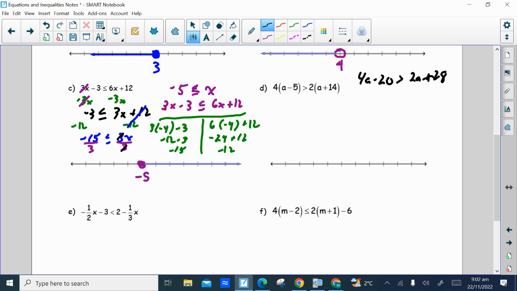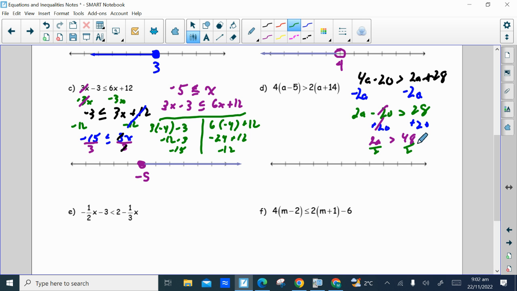So I first multiplied out the brackets. Now, I'm going to subtract 2a from both sides. 4a take away 2a is 2a minus 20 is greater than 28. I'll add 20 to both sides. So on the left, the minus 20 plus 20 cancels. I'll have positive 2a greater than 48.